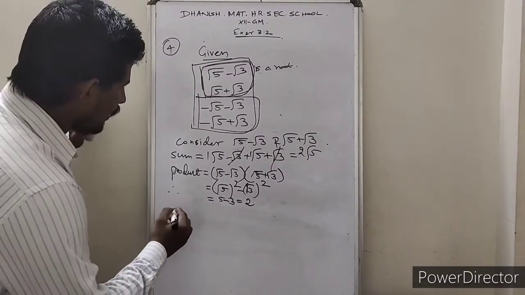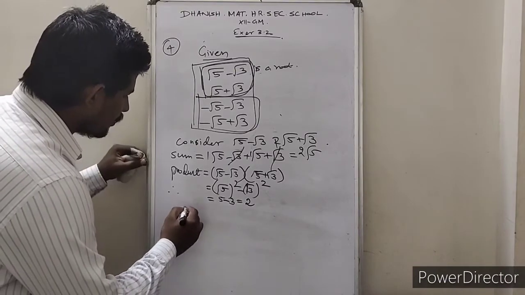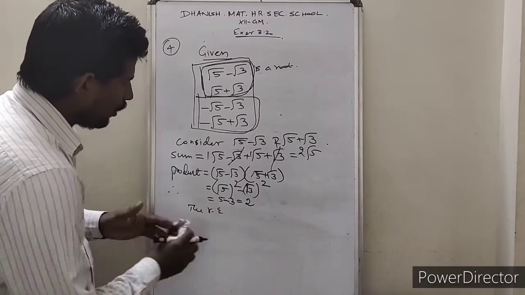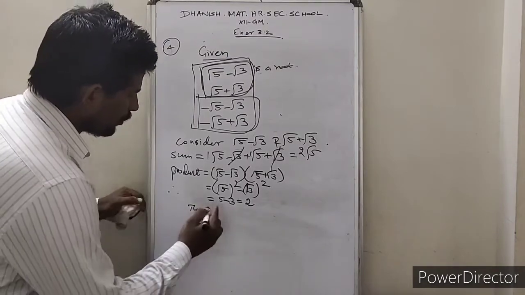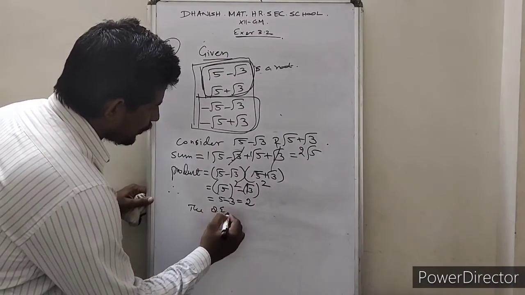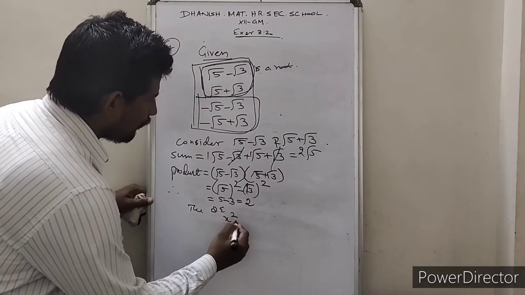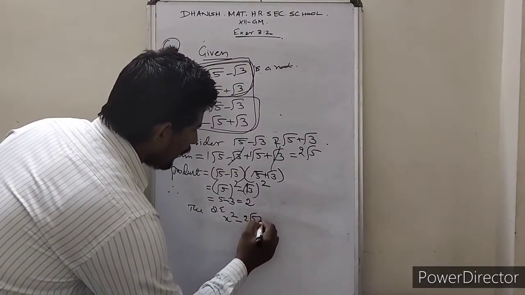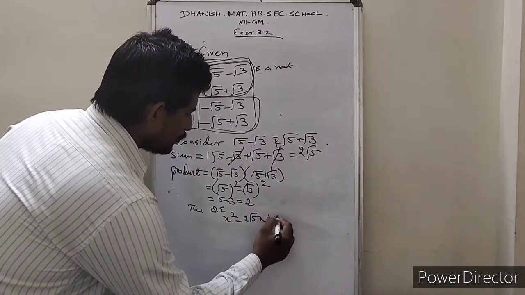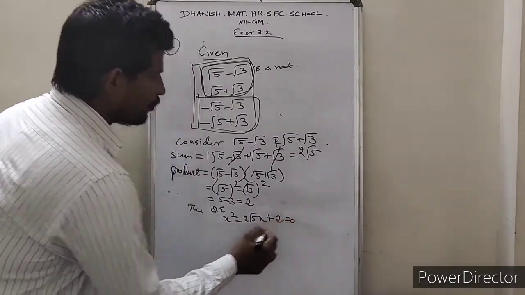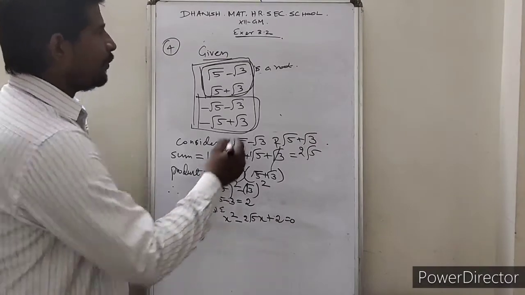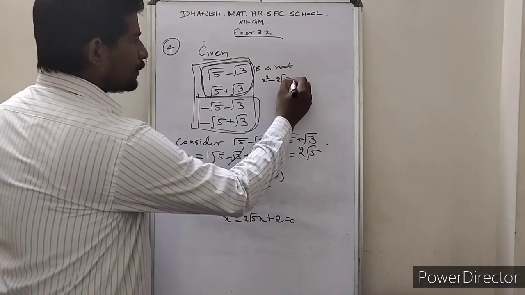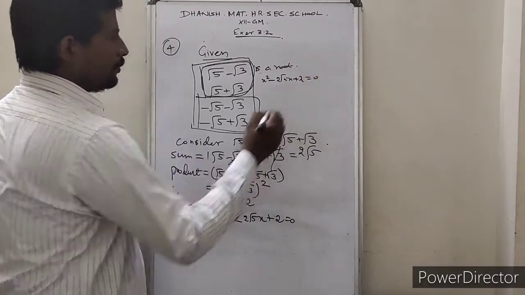Now we are going to write a quadratic polynomial. So the required quadratic equation is x square minus sum of the roots. What's our sum of the roots? 2 root 5x plus product of the roots 2 equal to 0. We got our first quadratic equation as x square minus 2 root 5x plus 2 equal to 0.